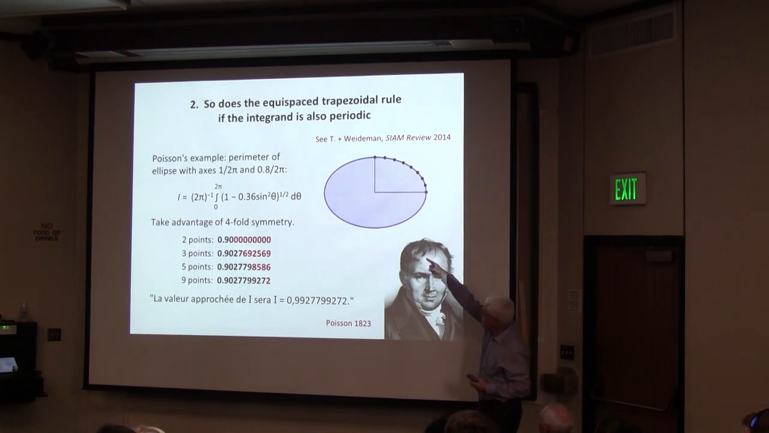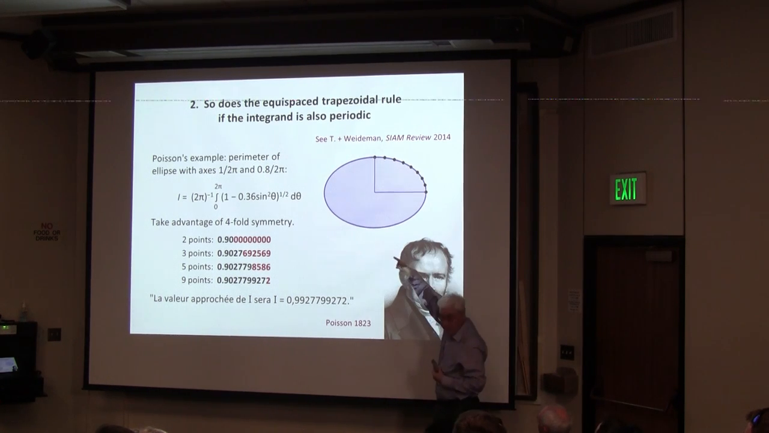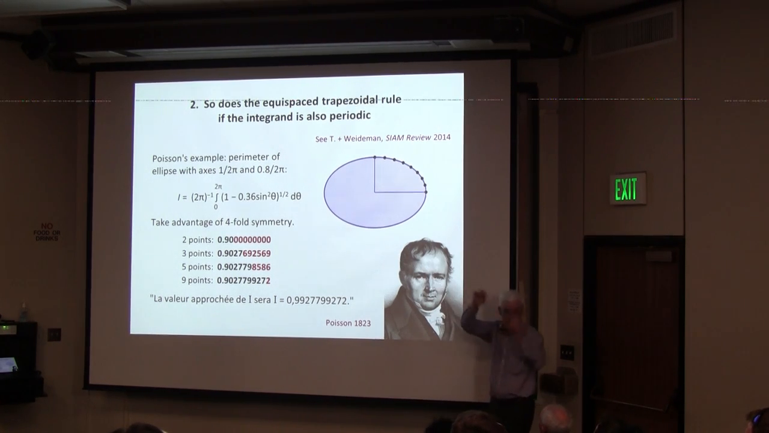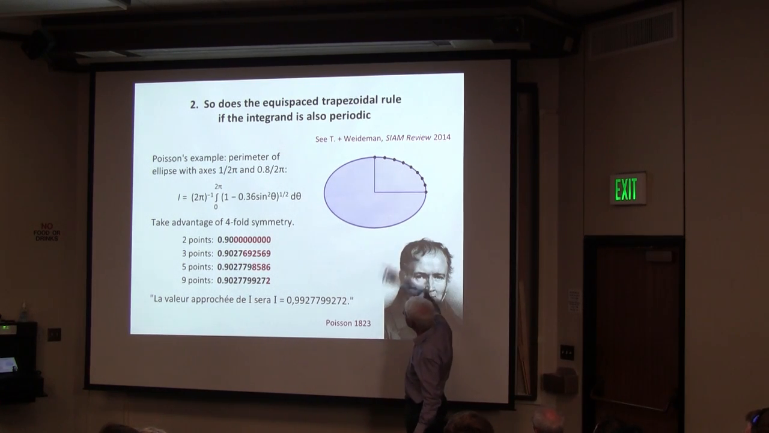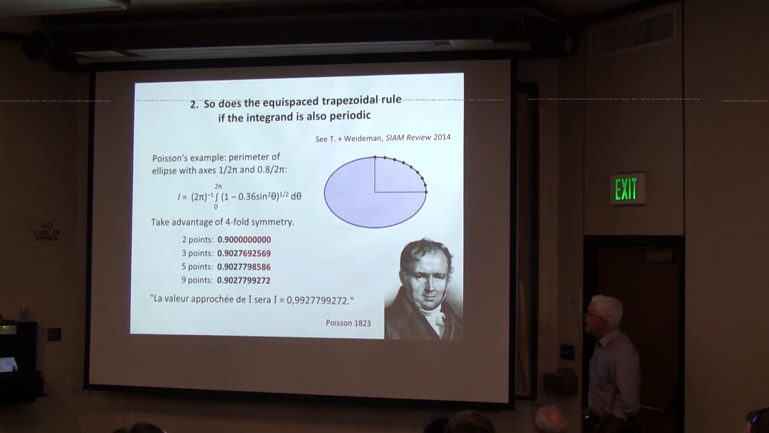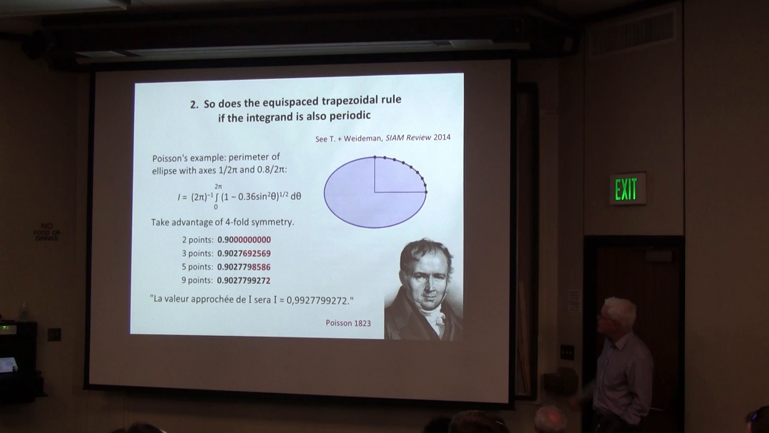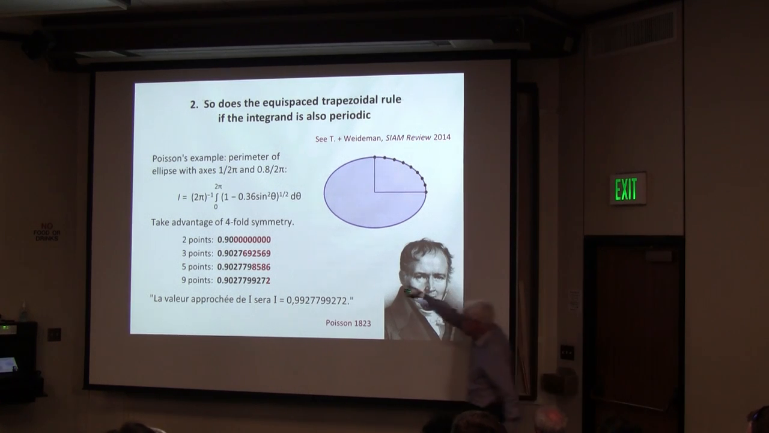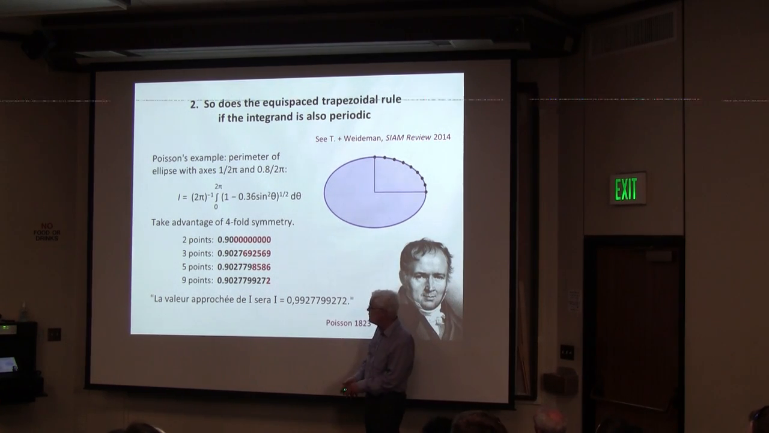So here's a classic example of a periodic integral which is non-trivial mathematically. The perimeter of an ellipse is, of course, something you can write as an integral that's periodic. Thanks to the symmetry, you only need to sample it at a quarter of the points, but that's basically a periodic interval. And Poisson figured out that if you sampled the integral at equally spaced points, you get spectacular convergence.